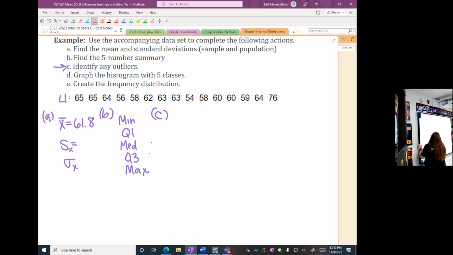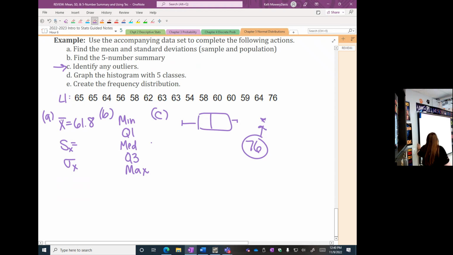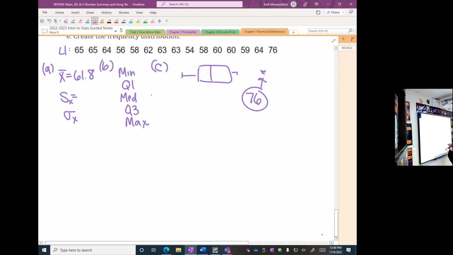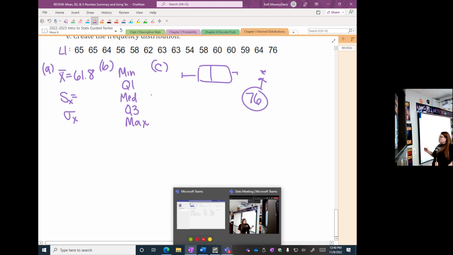All right. So that was the box and whisker plot. So 76 was my outlier. All right, let's create a histogram with 5 classes. So I just have to change my histogram, but I need 5 classes, which means I need to calculate the class width. I can put what the class width is and let the calculator do the rest, but I have to calculate it. Do you remember how we do that?